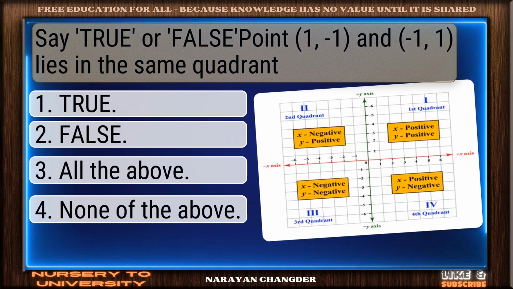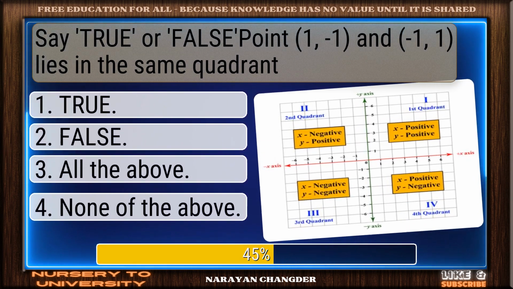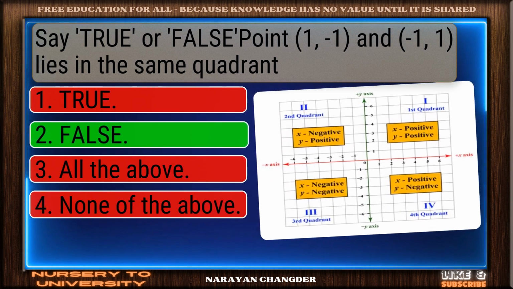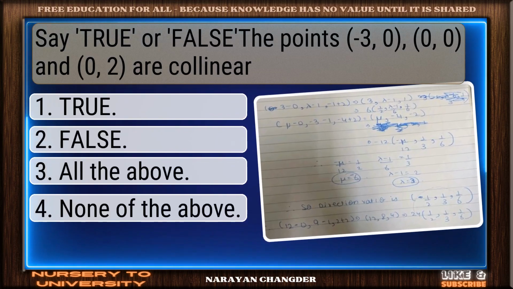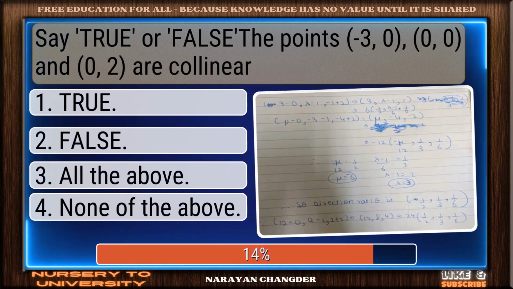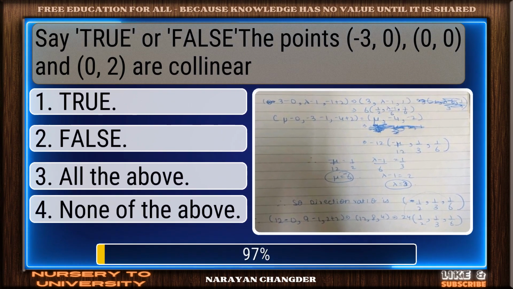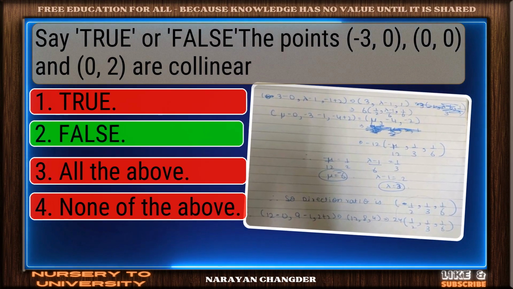Question number 76. Say true or false point and lies in the same quadrant. Excellent choice. False is the right answer. Question number 77. Say true or false are the points and are collinear. Smart move. False is an accurate answer.